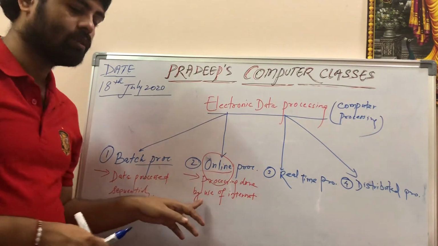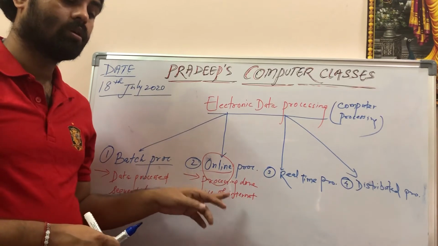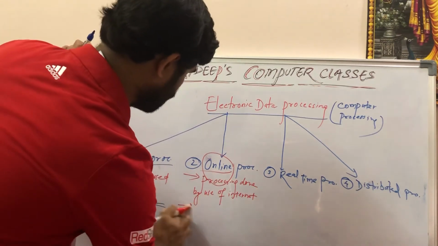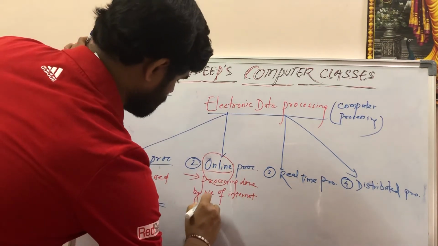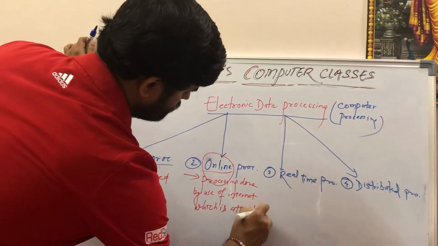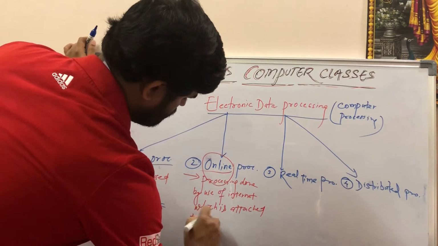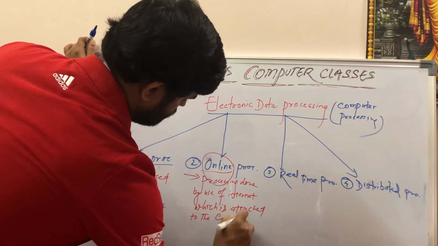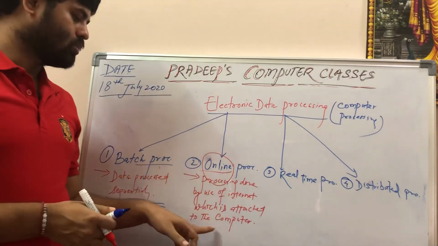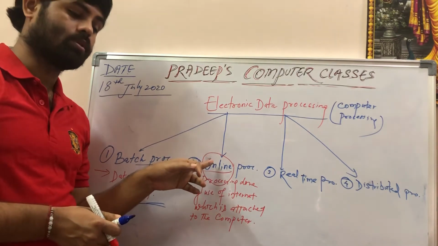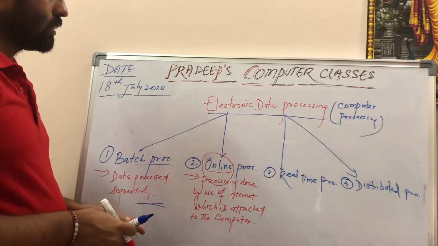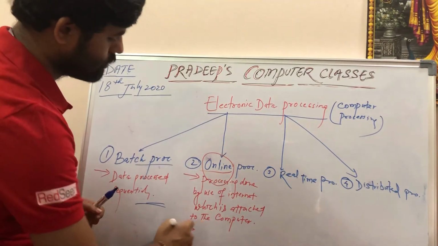So you can just say online processing means the processing which is done by the use of internet, which is attached to the computer. Processing done by the use of internet which is attached to the computer is called online processing. Okay. So in online processing, you can transfer your data.